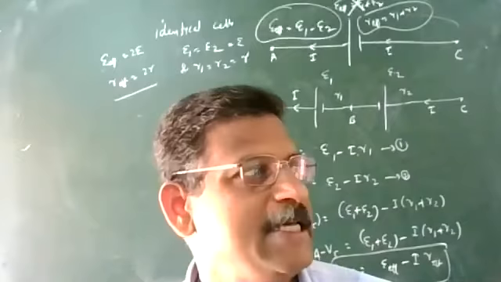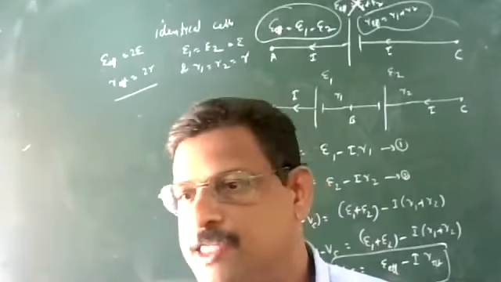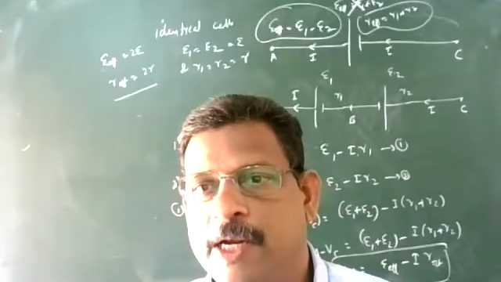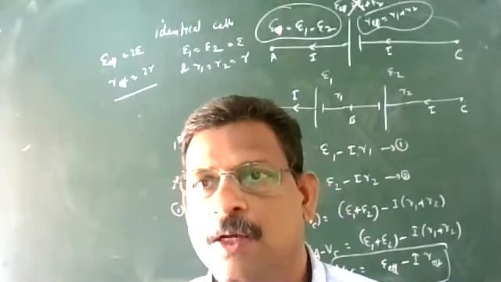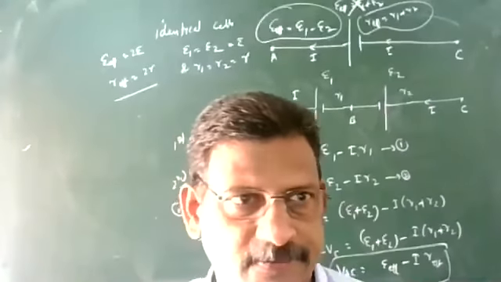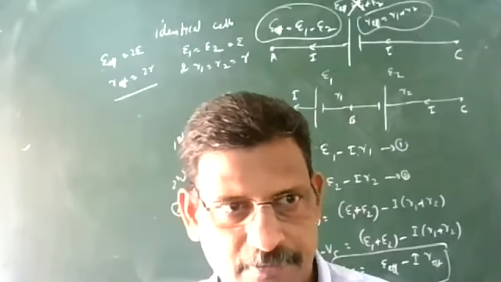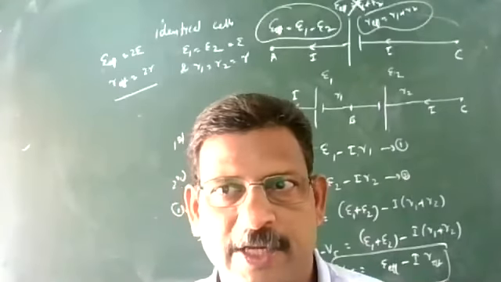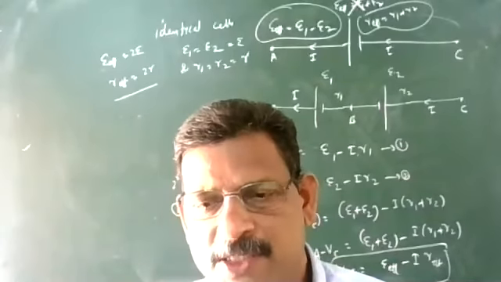When cells are connected in series, what is the effective EMF? Anshuman? If they are supporting connections, E1 plus E2. But if they are in an opposing manner, what is the effective EMF? E1 minus E2. In both cases, what is the effective internal resistance? Nachiketa Bhatta. R effective equal to R1 plus R2, in both cases.